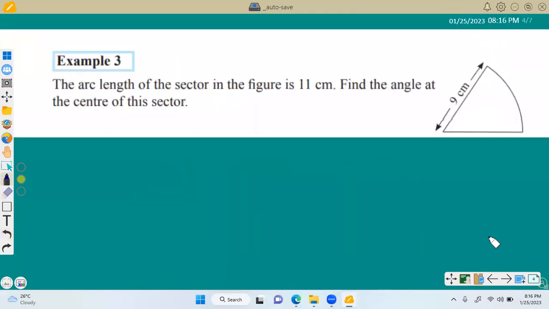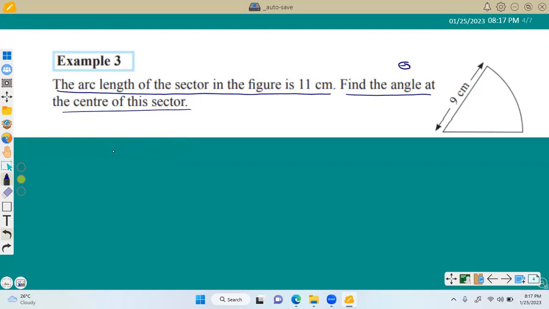Okay. Now this is different than the previous two. I will explain it later. The arc length of the sector in the figure is 11 centimeters. In this case also you are given the arc length of the sector. Now you have to find the angle at the center of this sector. Okay, you have to find the theta.